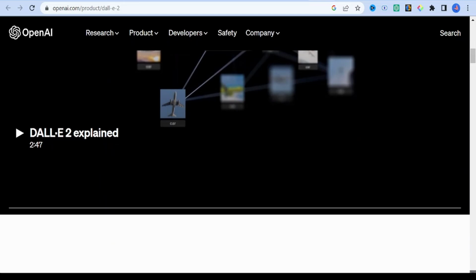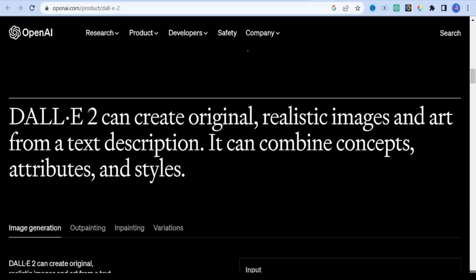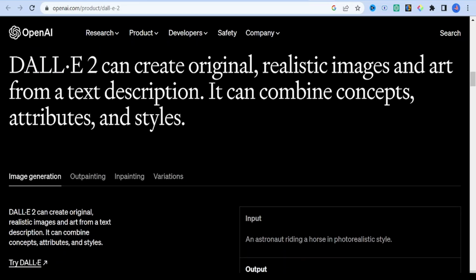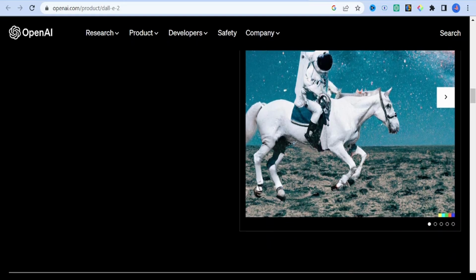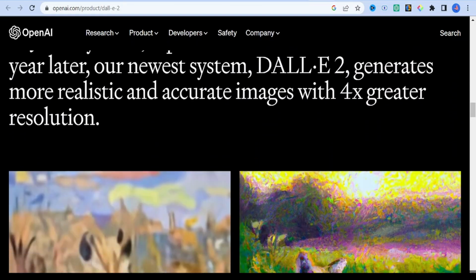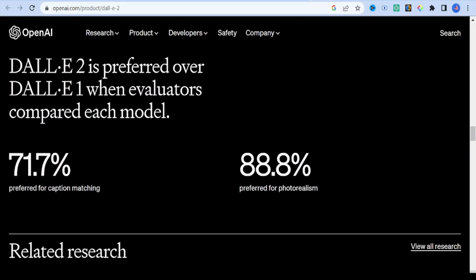Dall E 2 is the successor to the original Dall E system, which was introduced earlier in 2021. While the original Dall E could generate images from text descriptions, Dall E 2 takes it to the next level with higher resolution and greater comprehension. Let's take a look at how it works.